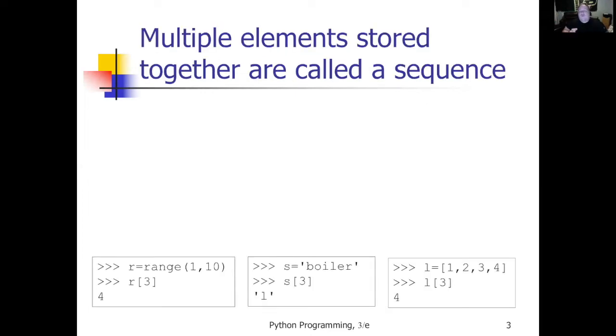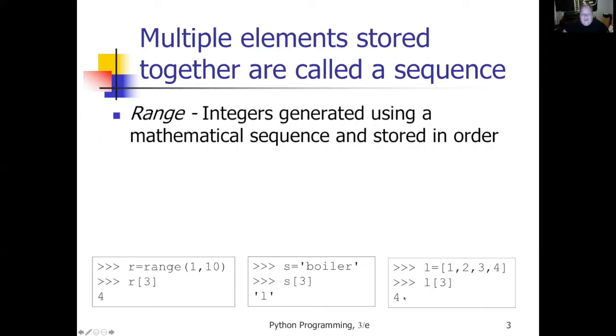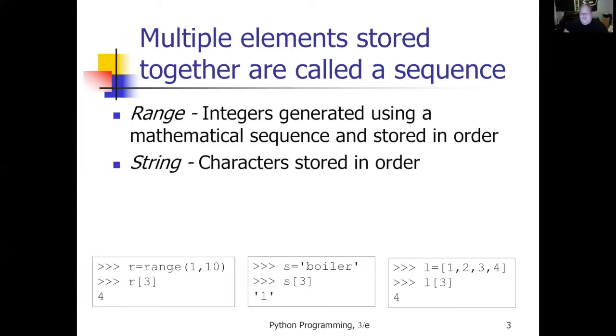Whenever we have multiple elements stored together, those are called a sequence. We might say R equals range from 1 to 10. What is R index 3? You're going to get 4. Or S equals "boiler," the string. What is S index 3? It's the lowercase l, right? 0, 1, 2, 3. Or L equals the list 1, 2, 3, 4. What's at index 3? 0, 1, 2, 3. It's the number 4. So a range is an integer generator, and we generally use those for indexes. We use it for a lot of things, just a number you want to print or work with.